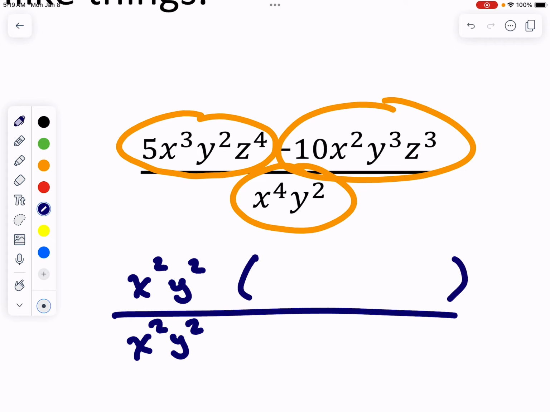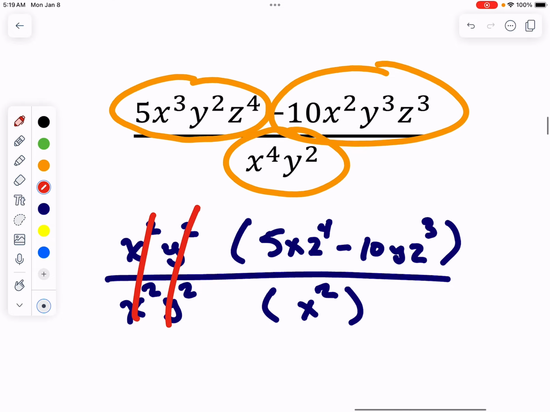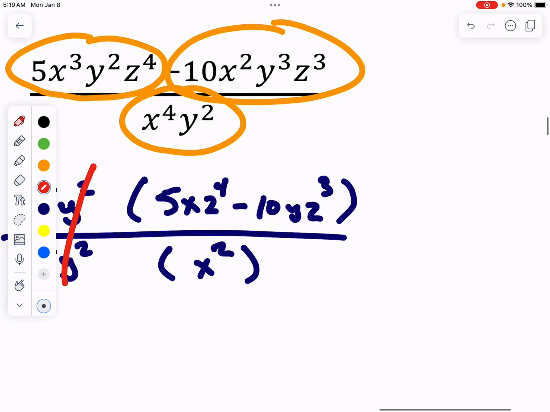Okay, so on top we have 5x z to the 4th minus 10 y z to the 3rd. And on the bottom, x squared. So we've factored out what they had in common. Each term had a couple of x's, at least, and a couple of y's, at least. That's what we're going to Math Ninja. The result is your answer.